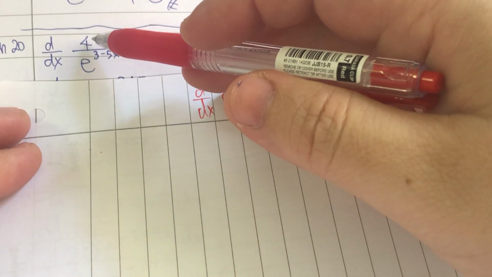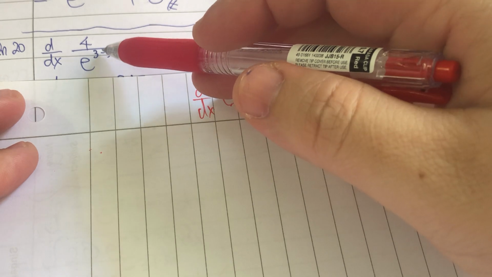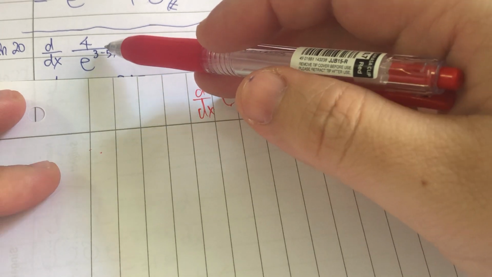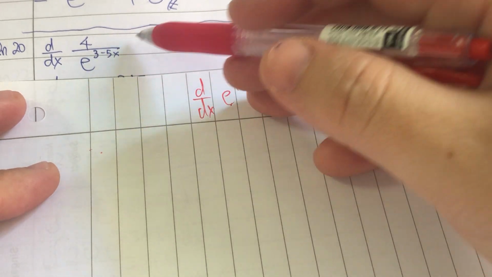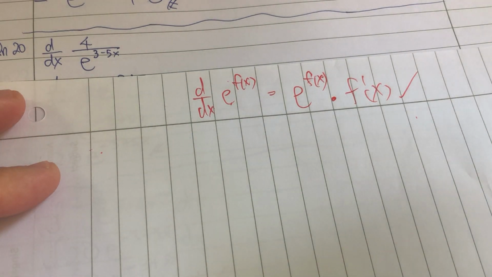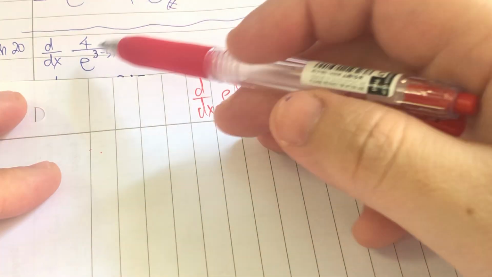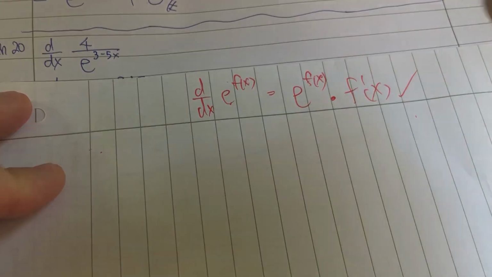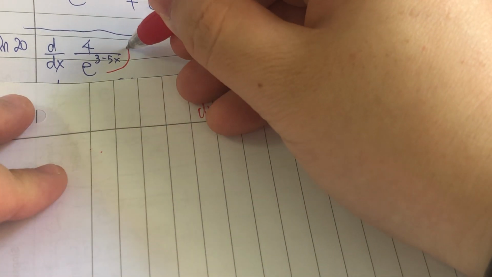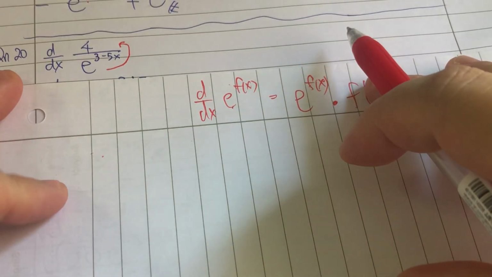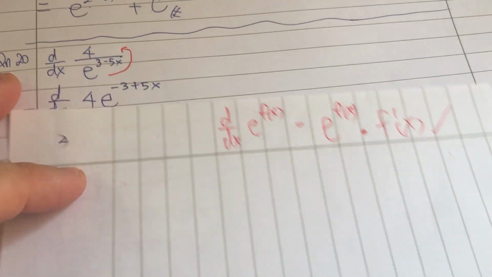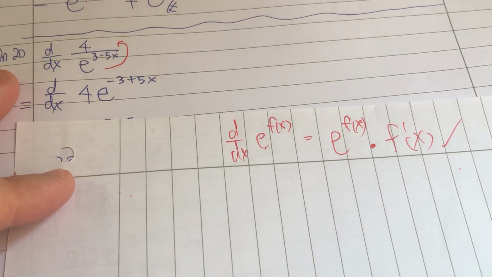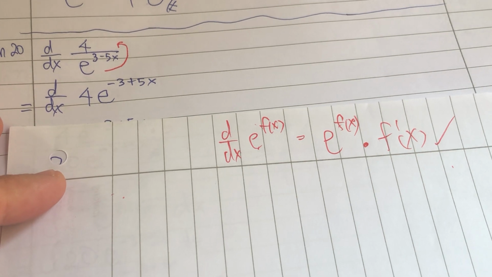Okay, now this 4 over E3 whatever, right? To differentiate this, as I mentioned, don't go and use the quotient rule blindly. Don't. Because for this particular question, you bring it up, and it'll be a very easy expression like this, which you can easily differentiate.